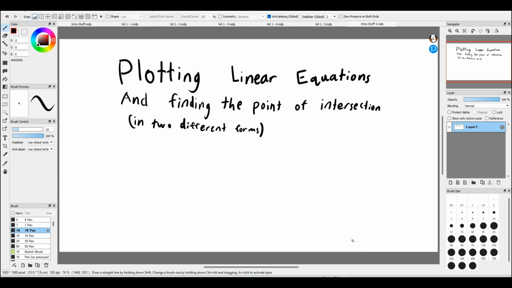Hello everyone, this is an algebra tutorial I will be doing on plotting linear equations and finding the point of intersection. Bonus, this will include both slope-intercept form and standard form. If you don't know what those are, that's pretty important. So let me give you a quick rundown.